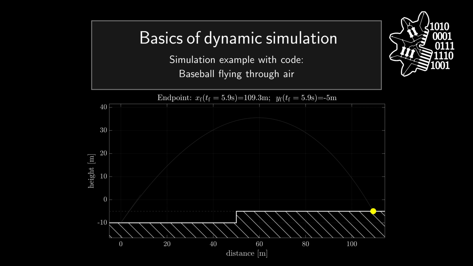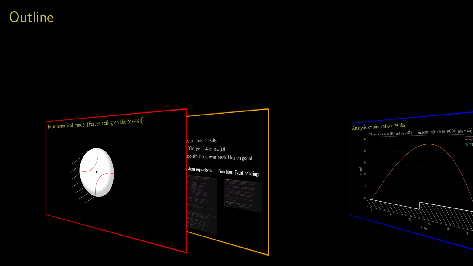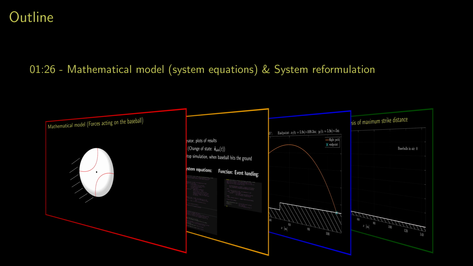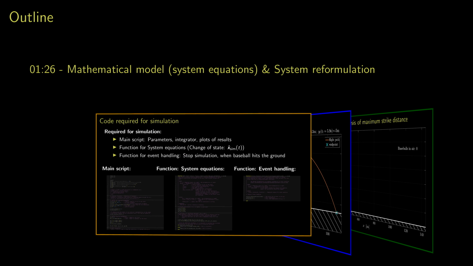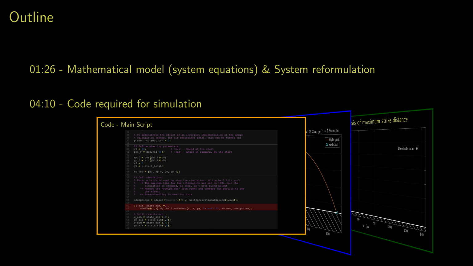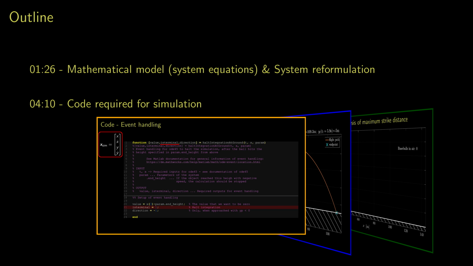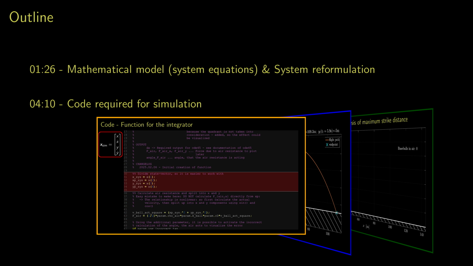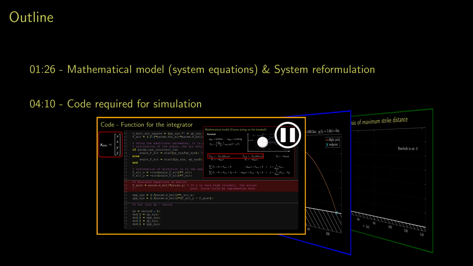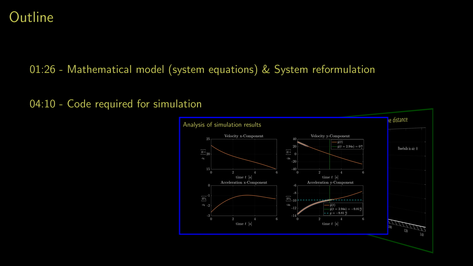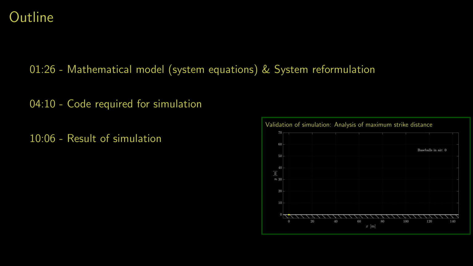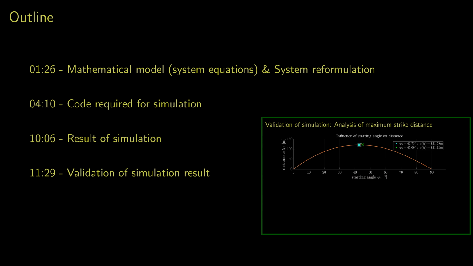We start by taking a brief look at the equations required to mathematically describe the dynamic movements. Afterwards, we reformulate those equations to the form that our numerical integrator requires. Then we cover some details in the implementation, which are specific to this example, and I show you how you can automatically detect when the baseball hits the ground in simulation to stop the simulation precisely at that point. Afterwards, we briefly analyze the simulation results and attempt to validate our simulation.